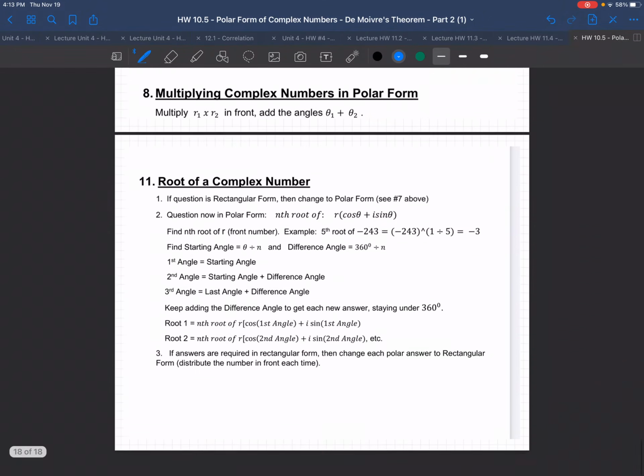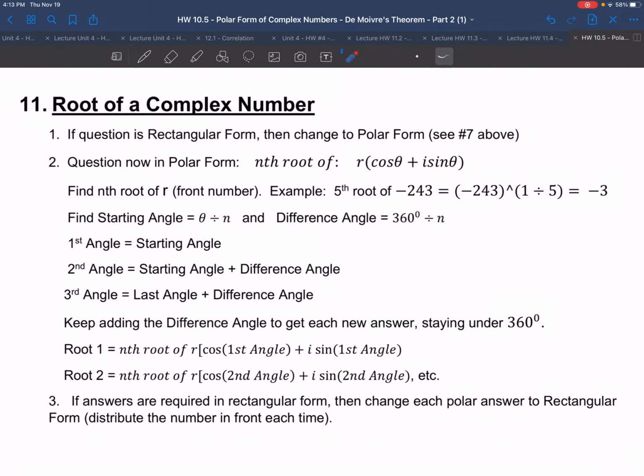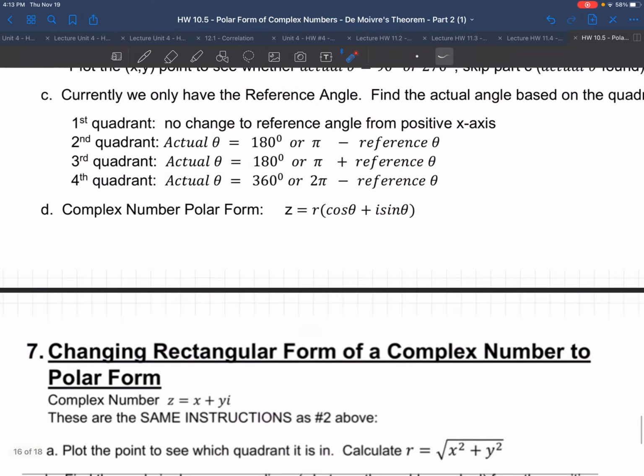So we're down here on the root stuff. If the question's in rectangular form, change it to polar. That was all just step 1. Check. Step 2, question's now in polar form. Yep, it looks like that. Now to find the nth root, find the nth root of the front number. Example, 5th root of this would be that to the 1/5. So find the nth root of the front number.